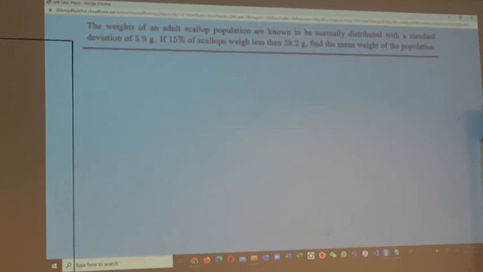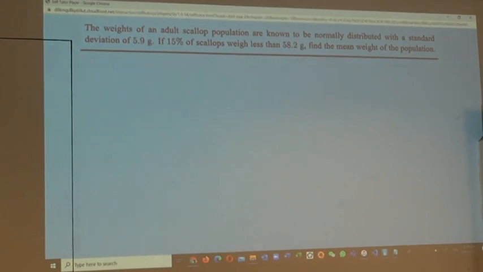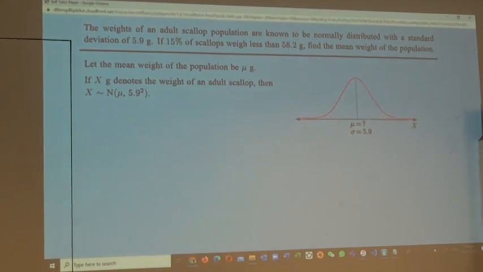In the last example, we used the inverse normal function on our calculator to find quantiles of a population with known mean and standard deviation. When one of the mean or standard deviation is unknown, we cannot use this function directly. However, given a quantile, we can use z-scores and the inverse normal function to find the unknown mean or unknown standard deviation of a normal distribution. In this example, we are given the standard deviation of the normally distributed weights of a scallop population. We need to find the mean weight of the population. We let the weight of a scallop be x grams and the mean weight be mu grams. We are given the 15% quantile for the population is 58.2 grams.